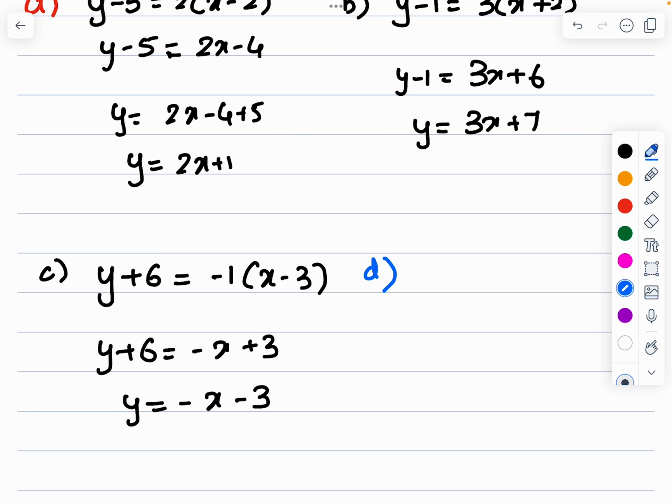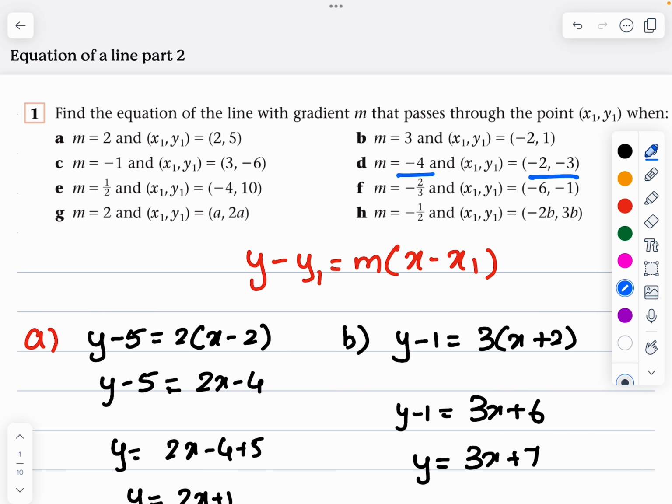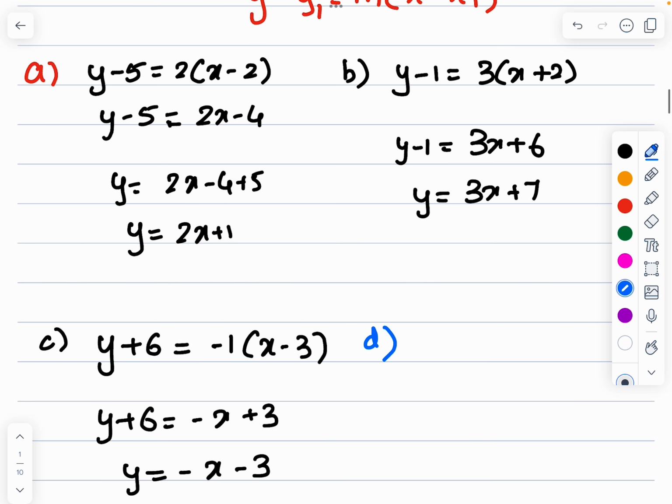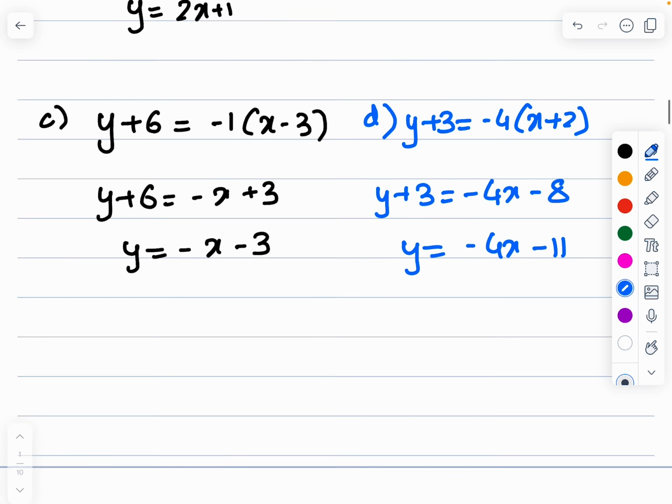Then part D, again the point is (minus 2, minus 3) and the gradient is negative 4. y minus (minus 3) equals negative 4 times x minus (minus 2). So y plus 3 equals negative 4x minus 8. So y equals negative 4x minus 11.